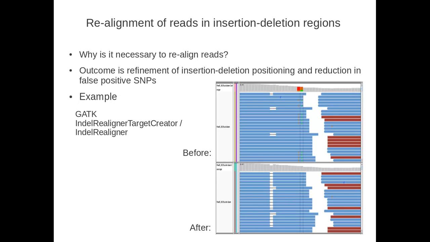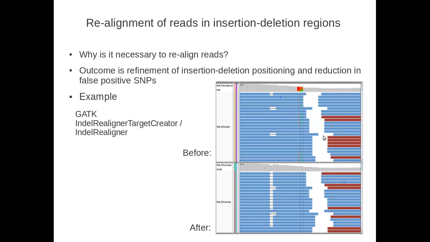In any event, the next step, and the final one we'll talk about today, is the realignment of reads in insertion deletion regions. What I'm showing you here, if you can see it, is that in blue are individual reads. This is an insertion deletion. That is, there's a region in the reference genome where the sample genome, the one being sequenced, which the reads correspond to, does not have any sequence.